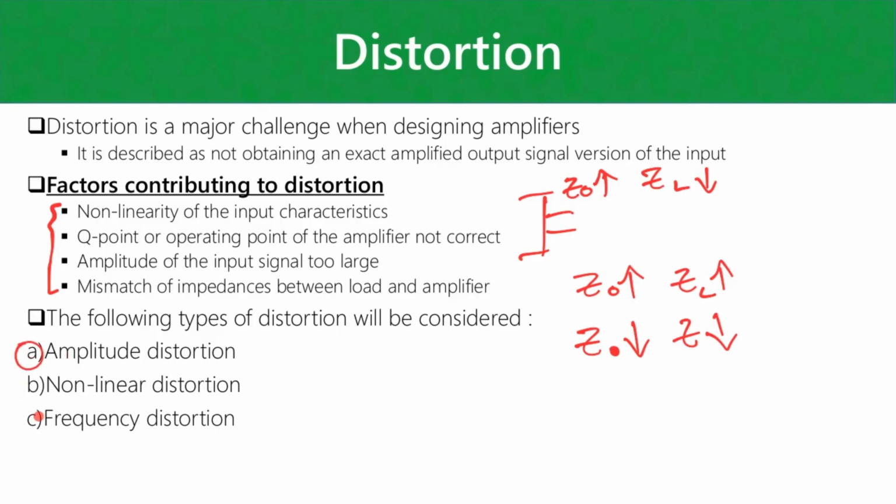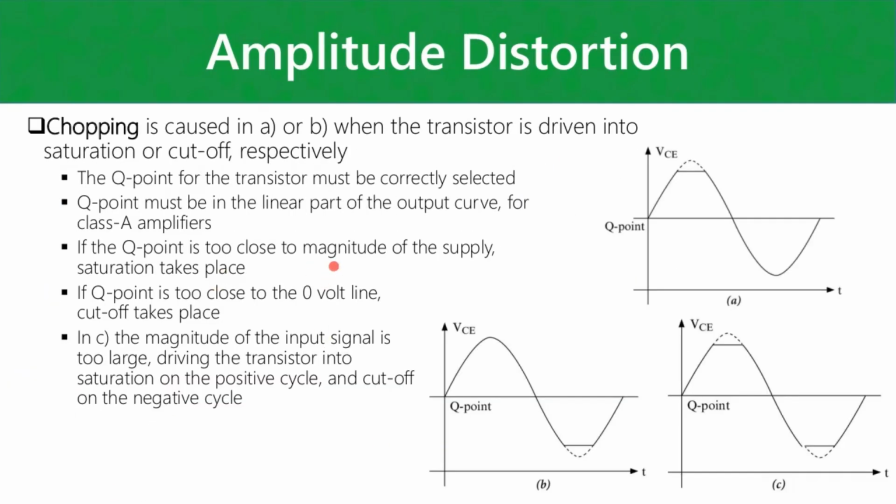Now, we're also going to take a look at three different types of distortion here: amplitude distortion, nonlinear distortion, and frequency distortion. Amplitude distortion is usually caused by the Q point, or operating point, of your transistor being incorrectly selected. Meaning essentially that the biasing point of your transistor is at a higher voltage, so you are driving your amplifier into saturation.